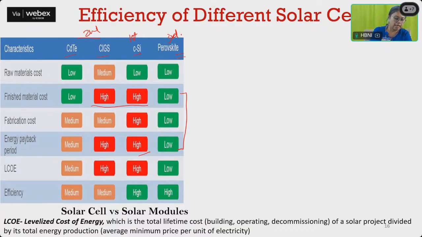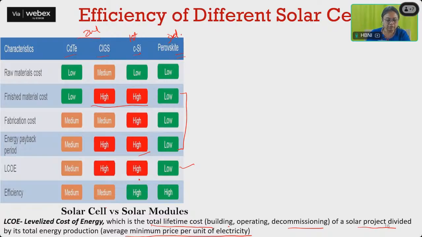Then comes the LCOE. LCOE is levelized cost of energy. What is levelized cost of energy? It is the total lifetime cost, which includes building, operation, and decommissioning of a solar project, divided by its total energy production. So basically, it is the average minimum price per unit of electricity. How much we are paying per unit of electricity to get it. It is low for perovskite, but for both CIGS and silicon, it is high, and medium for cadmium telluride.